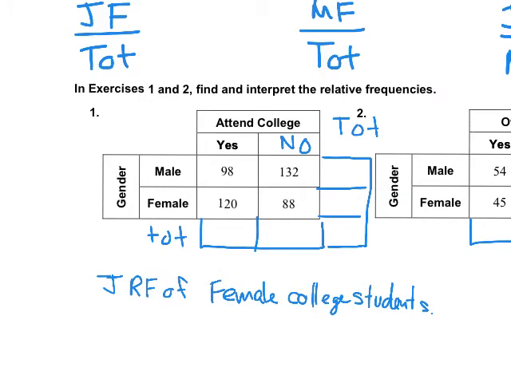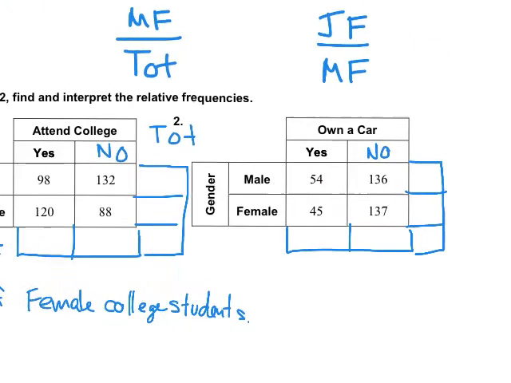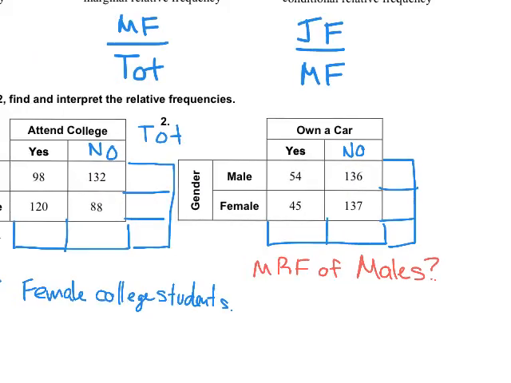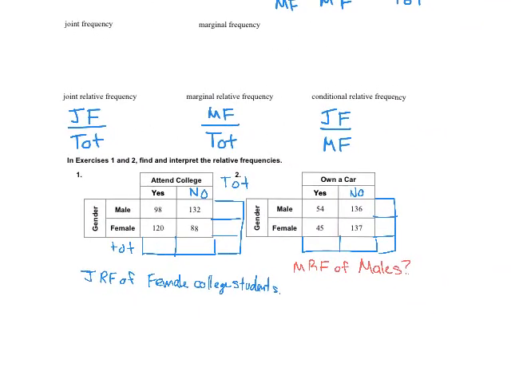Okay, so that's what you're going to do for the first one. For the second one, we are going to do what is the marginal relative frequency of male car owners. No, of males. Sorry, we just stopped there. So the marginal relative frequency of males. So the joint relative frequency of female college students, and then the marginal relative frequency of males. Okay, so go ahead and fill in the totals, and then go ahead and answer those two questions. You can pause the video, do that, and then unpause when you're ready for me.